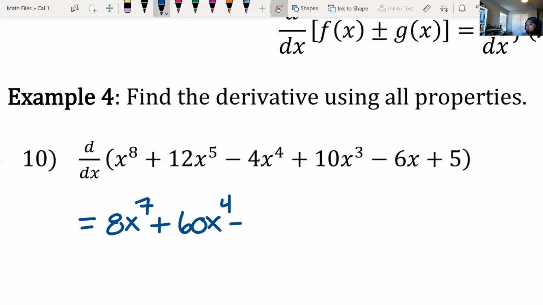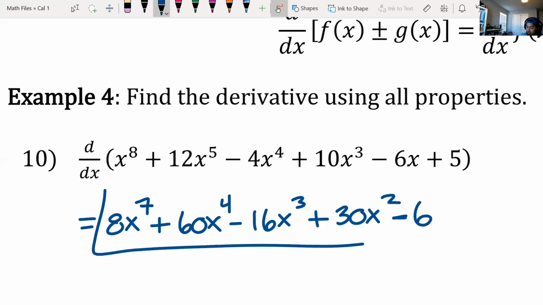Minus, what's the derivative of 4x to the 4th? 16x to the 3rd. Good. Plus, what's the derivative of 10x cubed? 30x squared. What is the derivative of negative 6x? Negative 6. There you go. And what's the derivative of 5? 0. Look at that.